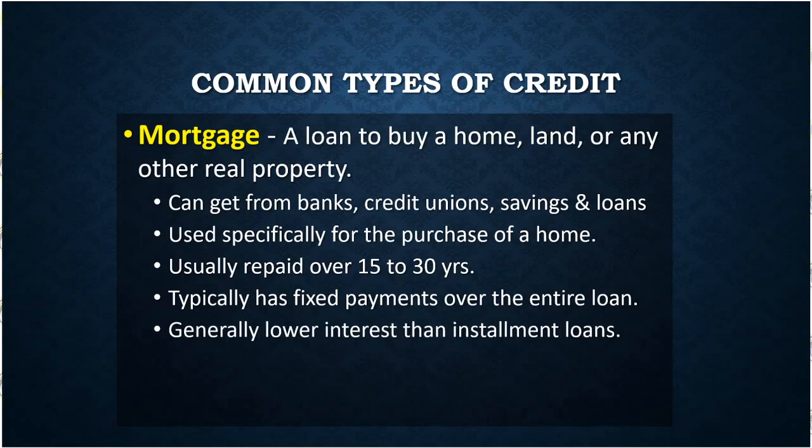Since you're paying a lot of money on a mortgage, the interest rates on mortgages are generally lower than other installment loans, like a car loan or a personal loan, and stuff like that. And that's because when you're paying over a 15 to 30-year period, you're going to be paying a whole lot of money in interest. And so they don't have to charge a high interest rate because they're going to get quite a bit of money out of you anyway.